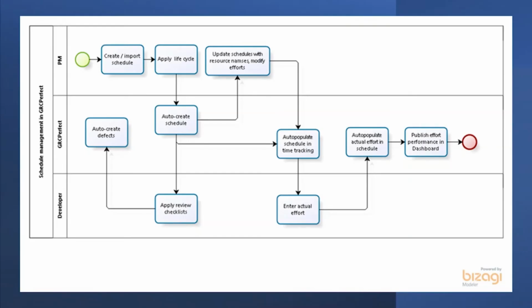Thank you so much. So as you can see here, we have drawn a process model which is indicating how schedule gets created in the GRC system. You can see there is a role called project manager, there is a role called GRC Perfect, and there is a role called developer. The PM is initiating the project schedule, the GRC system is creating the automatic schedule, the project manager is updating it, and the developer is also updating it, and finally the project comes to an end.